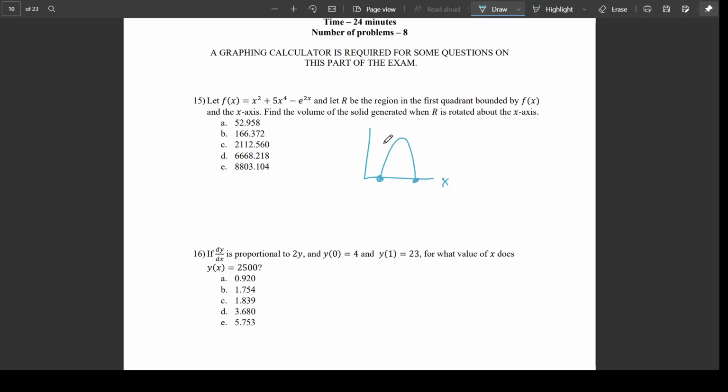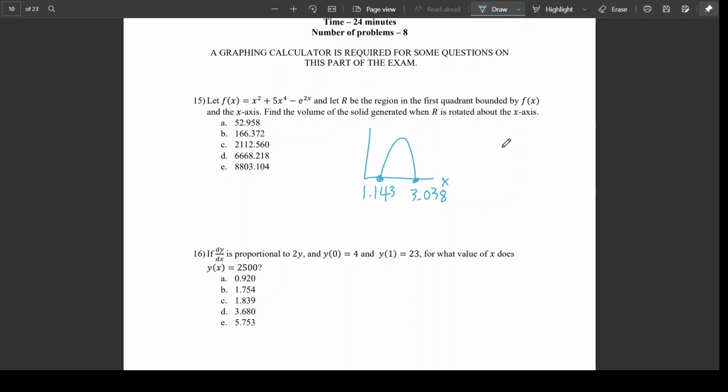In the calculator, if I find the zeros of this function, which are where it intersects the x-axis, I find that these two zeros are 1.143 and 3.038. Now the next thing I need to do is rotate about the x-axis.